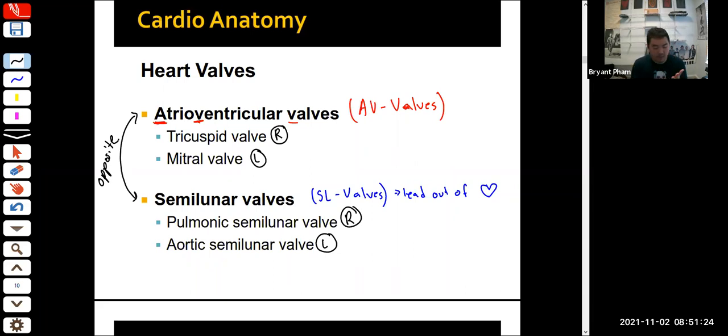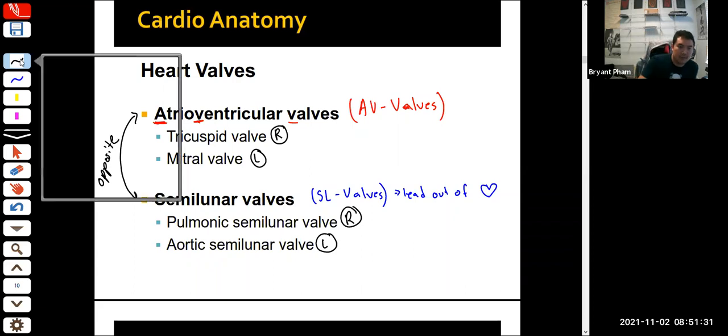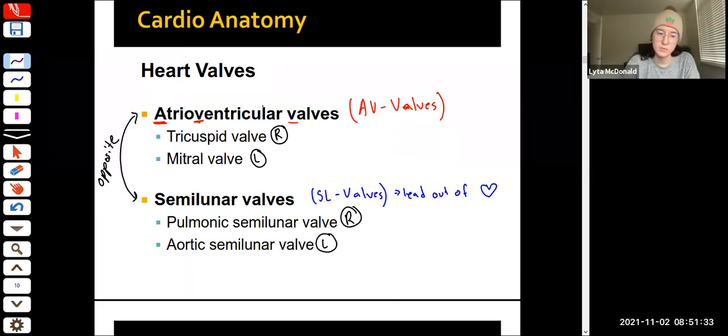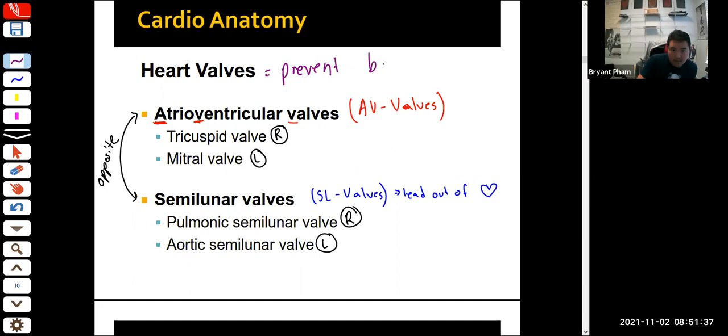Why? Or for what purpose? Why do we have valves in our heart? What do they do? Prevent backflow. Perfect. Prevent backflow.